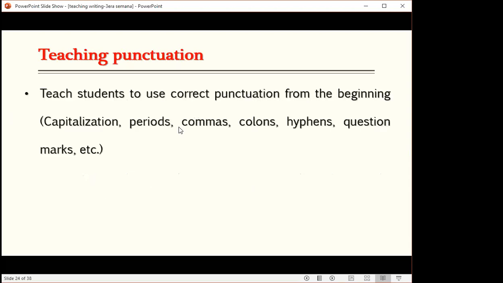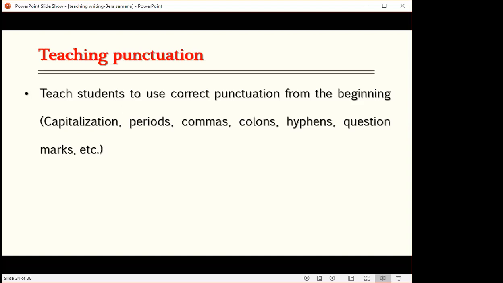The other one is teaching punctuation. Teach your students to use correct punctuation from the beginning. This is very important. From the beginning. Oh no, teacher, my students are little kids, or maybe they are in primary. I'm going to get confused with this kind of punctuation. The capitalization, the periods, commas, colons, hyphens, question marks.